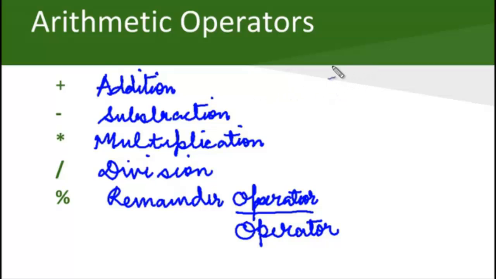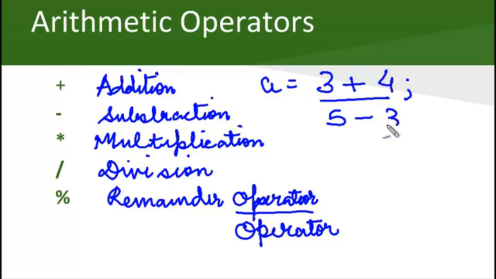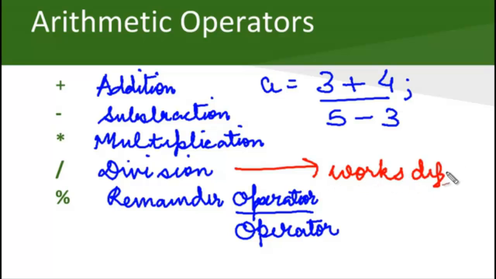Suppose there are two terms, 3 plus 4, and we assign this expression to the variable a. This operator is adding these two terms, or the minus operator is subtracting the two terms, and so on, the multiplication. The only part to know is that division works differently. And what is the remainder operator?